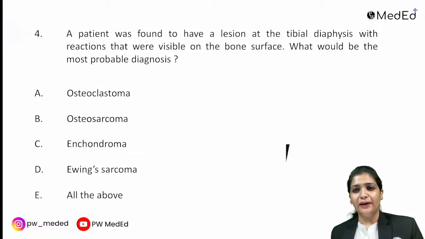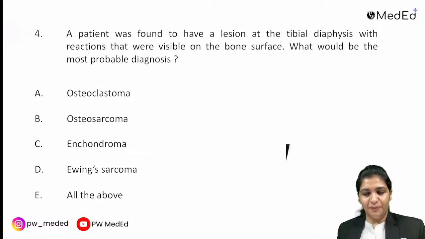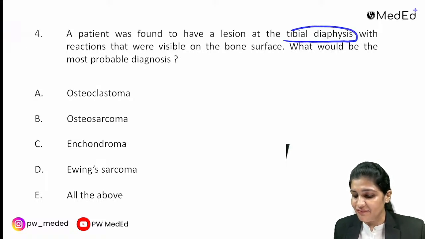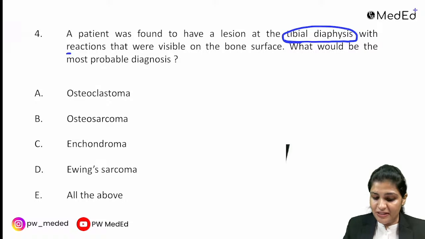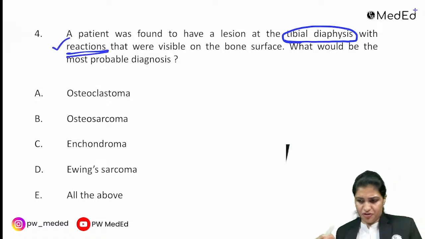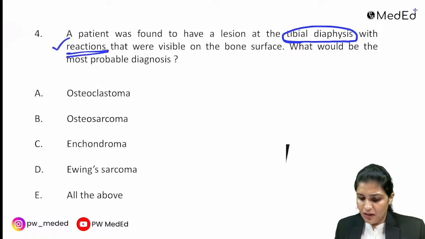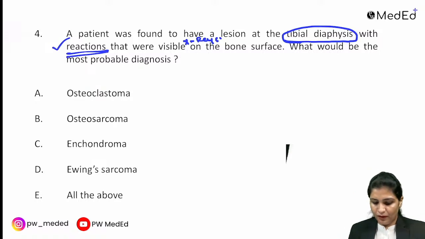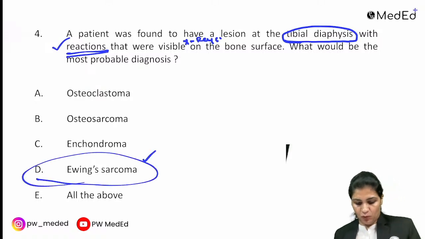I think this is not a very informative question, but I think you're all smart. By seeing this diaphysis in the tibia, and you see some reactions, that might be the periosteal reactions which we were talking about. So the x-rays, the most probable diagnosis here would be, yes, the Ewing's sarcoma.